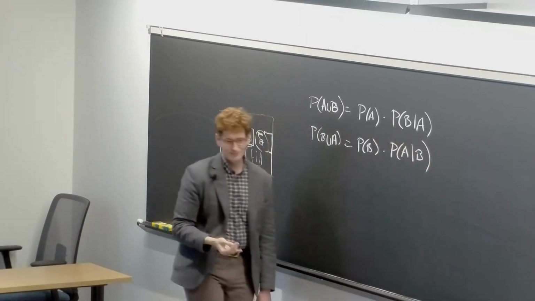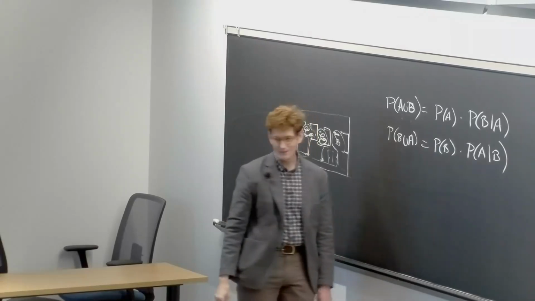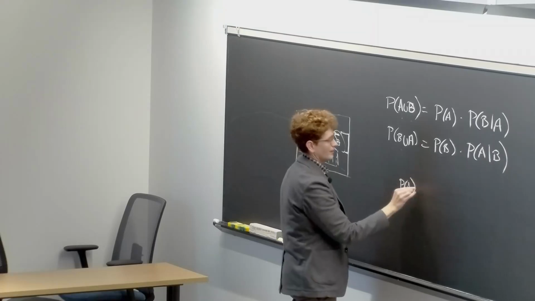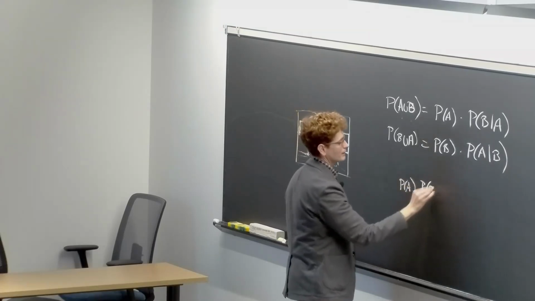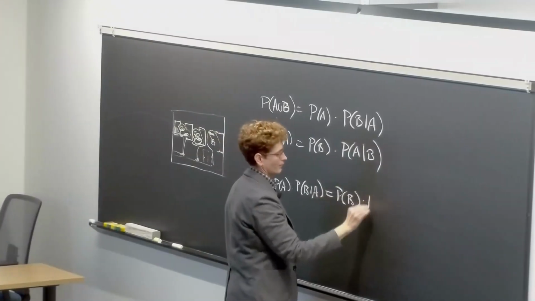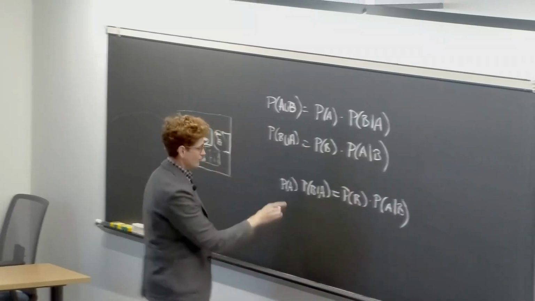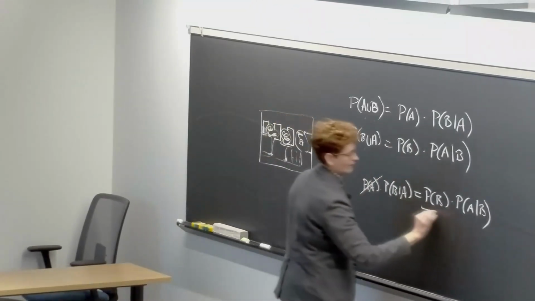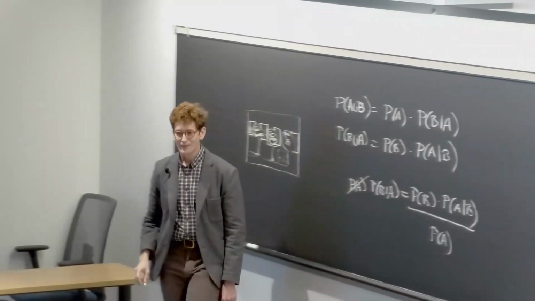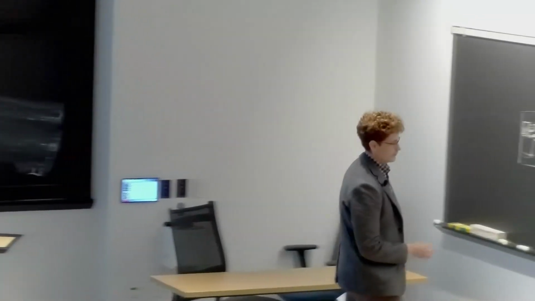Is everyone happy with that? And does everyone agree that the probability of A and B is the same thing as the probability of B and A? Yes, so then we can just equate these, right? The probability of A times the probability of B given A is equal to the probability of B times the probability of A given B. And then I can just divide both sides by this. And that's Bayes' law. So that's a very useful way to derive Bayes' equation if you don't remember it.